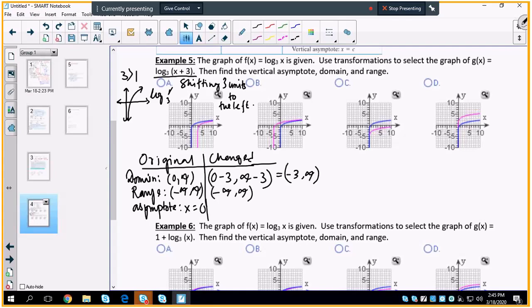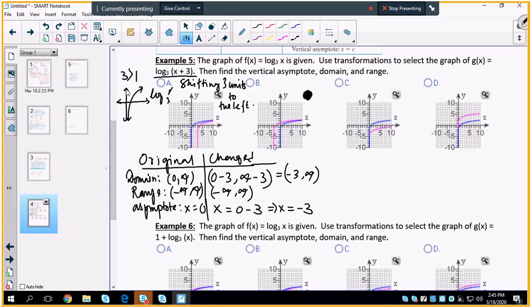But I did change the x-axis, so the asymptote will now be 0 minus 3, because you shifted it 3 units to the left, so subtract 3, and you get x equal to negative 3 as the vertical asymptote. It is a shift of the original graph 3 units to the left, so I will say B is your right choice.